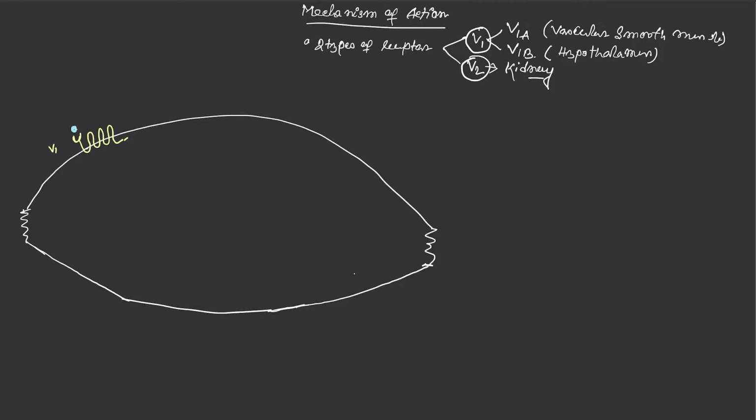Now if you look at the mechanism of V1, it is a 7-pass, G-protein coupled receptor, and inside it is linked with the Gq protein. Gq activates phospholipase C, which breaks down the membrane associated phosphatidylinositol bisphosphate into two components. The first one is inositol triphosphate, and the other one is diacylglycerol.